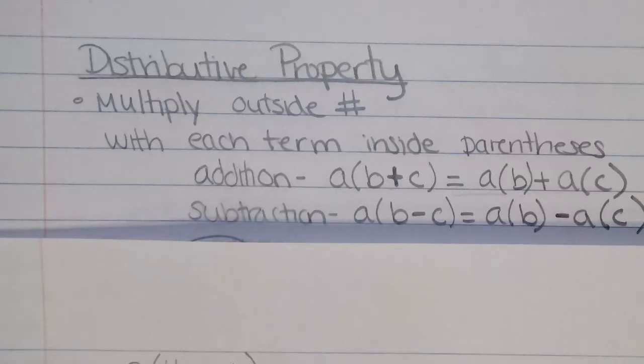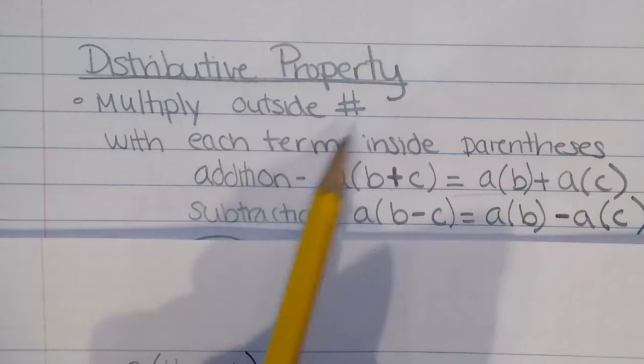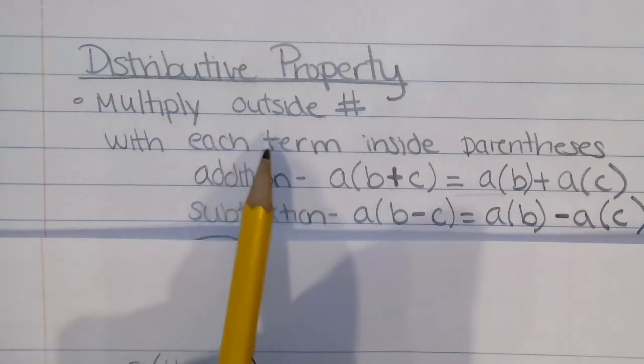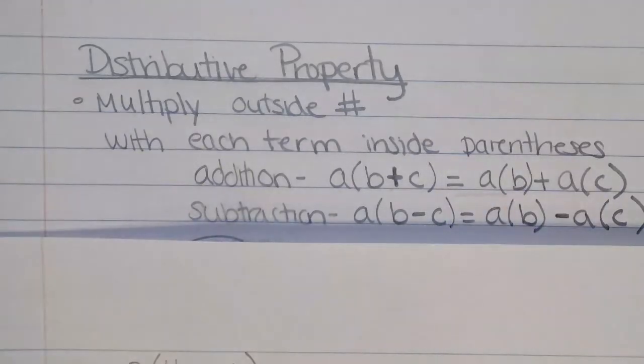Okay, today we are going to learn how to write equivalent expressions using the distributive property. We have talked about the distributive property before. It is when you multiply the outside number with each term that is inside the parentheses.